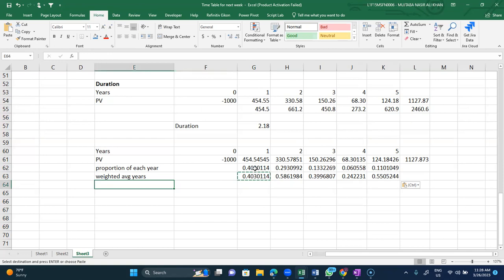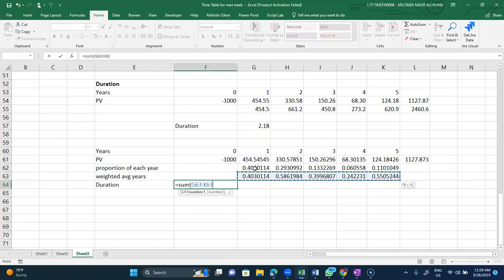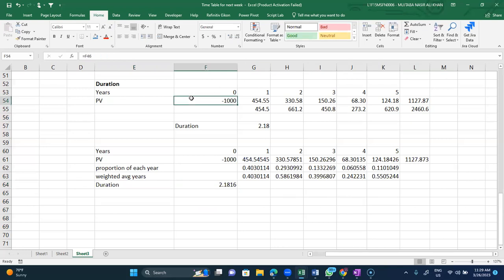And then take the total duration. So this is lengthy, right? Instead of following this technique, I will ask you to follow the first technique, that is calculate the present value and its total, multiply each present value with the year and its total, and divide this with this. That's how you will calculate the duration.